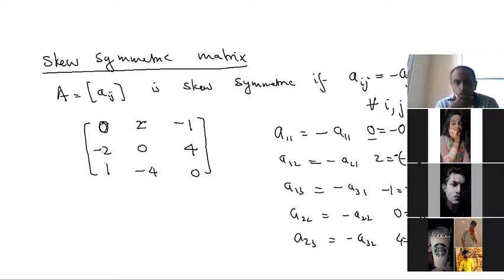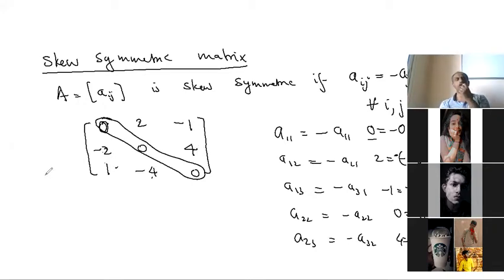Satisfying, sir. So what do you notice? In a skew symmetric matrix, the diagonals will be 0. Compulsory, it has to be 0. And the reflections will be of opposite sign. You agree with that? It's a reflection, opposite. Such a matrix is called a skew symmetric matrix.